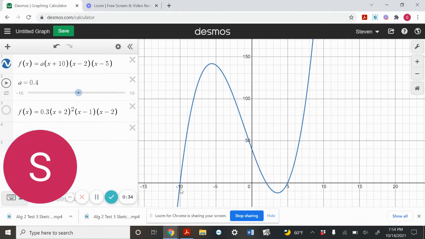Notice that, of course, it's a third degree function. It has one peak and one valley, because remember, it's 3 minus 1 is the maximum number of peaks and valleys that we can have. So we can have 2, which is exactly what we have.